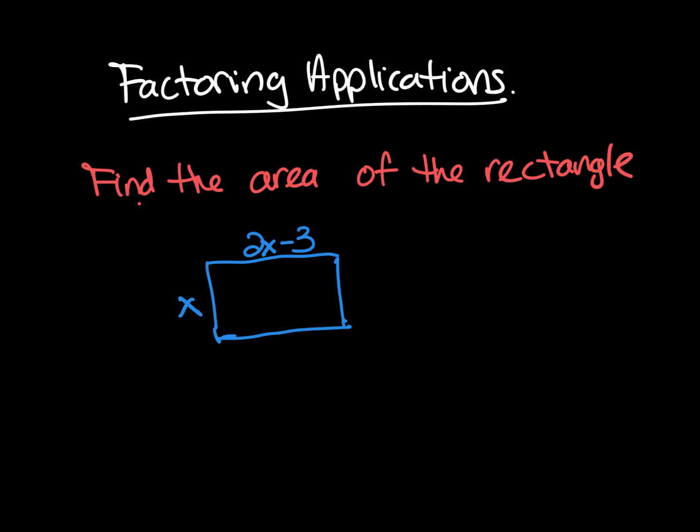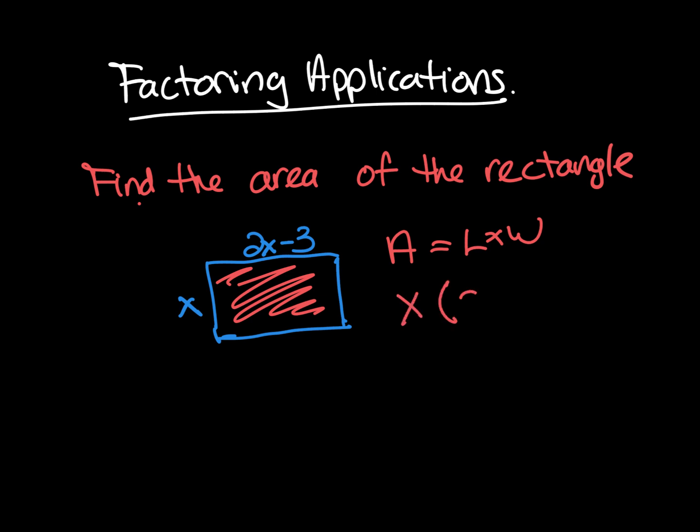In this video, we will work on a few examples of applications that involve factoring. So this one is asking us to find the area of a rectangle, which we know the area of a rectangle is length times width. The only difference is instead of there being numbers, we have expressions. So we're just going to take the expressions and multiply them as the length and the width. So here we end up with 2x squared minus 3x.